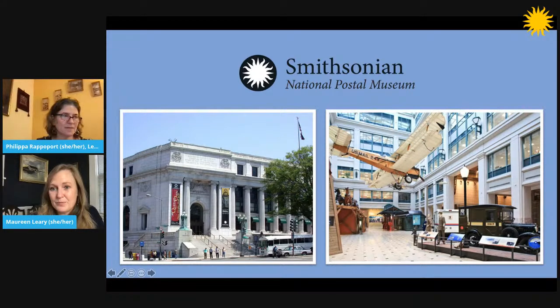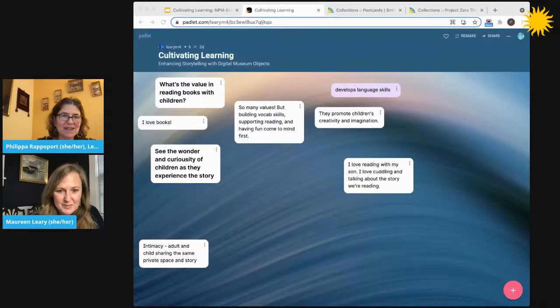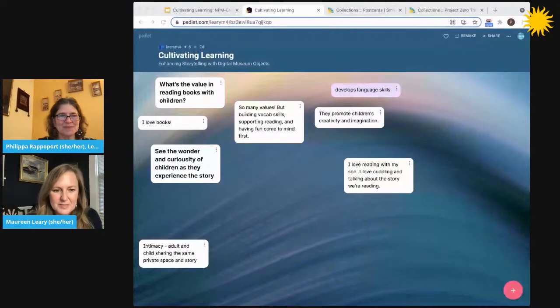Before we do that, I will return quickly to our Padlet answers and see what we have there in the Padlet. Thanks, Philippa. So we have a few things in there. Develop language skills, so many values, building vocabulary skills, promoting children's imagination and creativity, the wonder and curiosity children experience, intimacy. That's a great one that I think it's a little harder to cultivate over a virtual space, but in person for sure. Adult and child sharing the same story in the same space is really special.